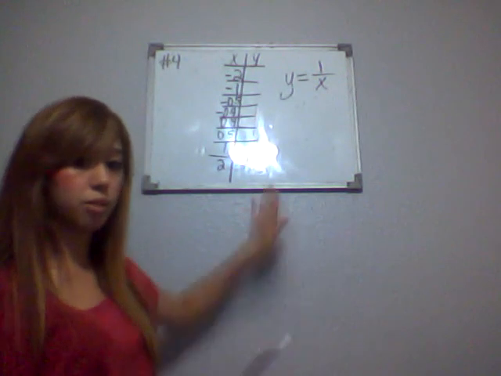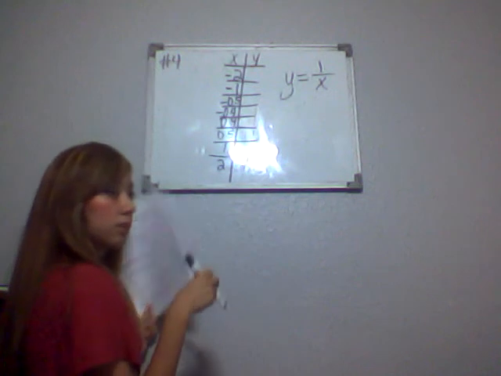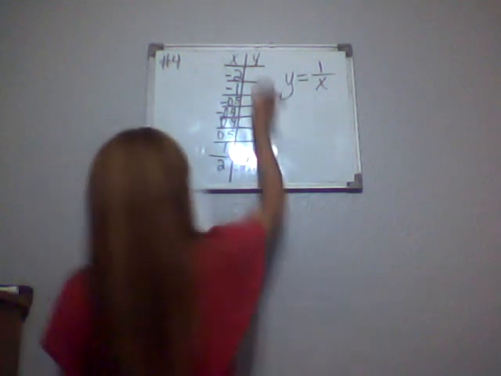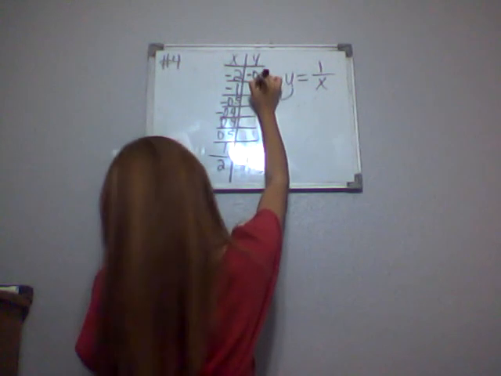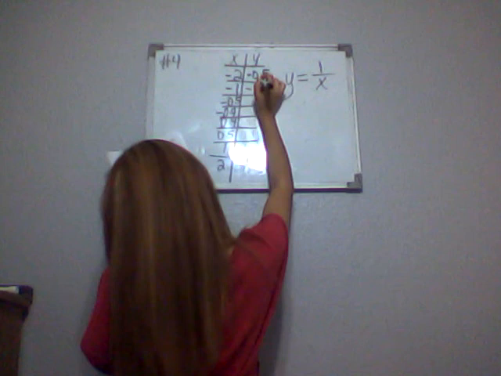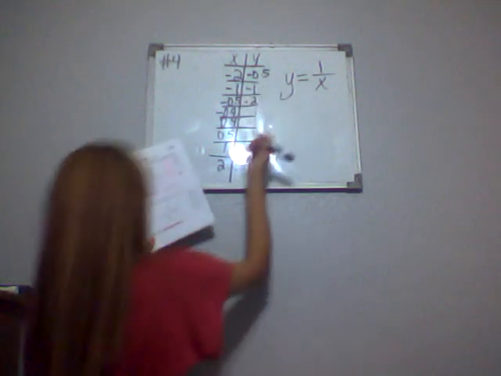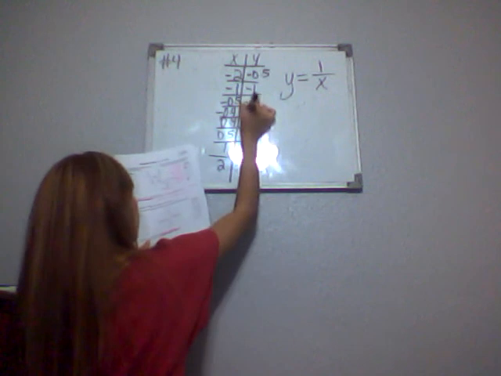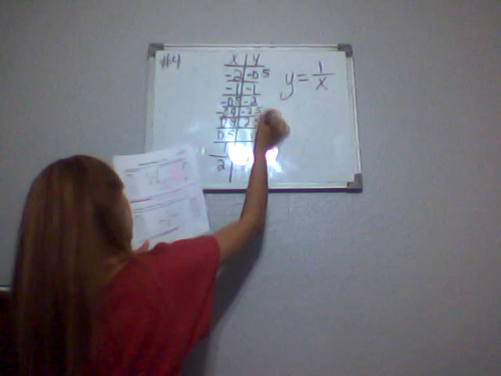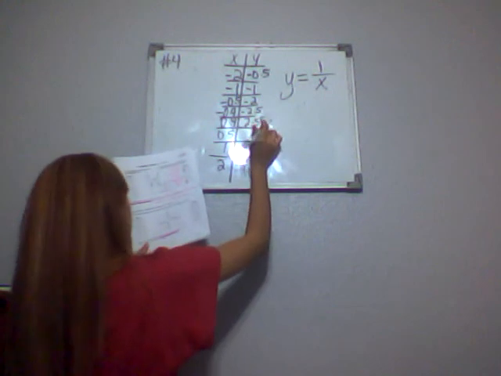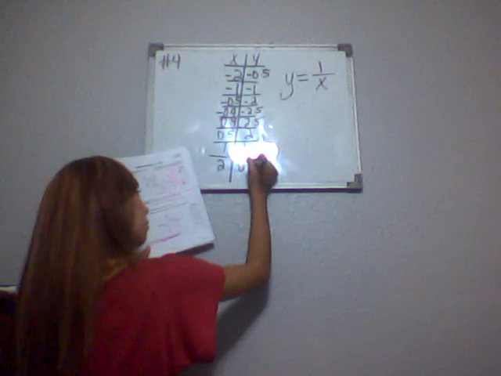Okay, can anyone tell me the y values? What is the first one? Correct, negative 0.5. The next one, negative 1. The next one, negative 2. Negative 2.5, 2.5, this one, it's 2, 1, and 0.5.